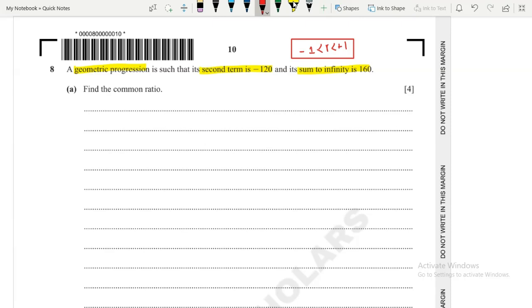We know that the formula of the sum to infinity is a over 1 minus r. So we know that it is 160, and the first term will be a, since we do not know it, and then we also do not know the common ratio, so it will be 1 minus r. So let's form an equation from this. It will be 160 minus 160r is equal to a. Now we know that the second term, which will be ar, is equal to minus 120.